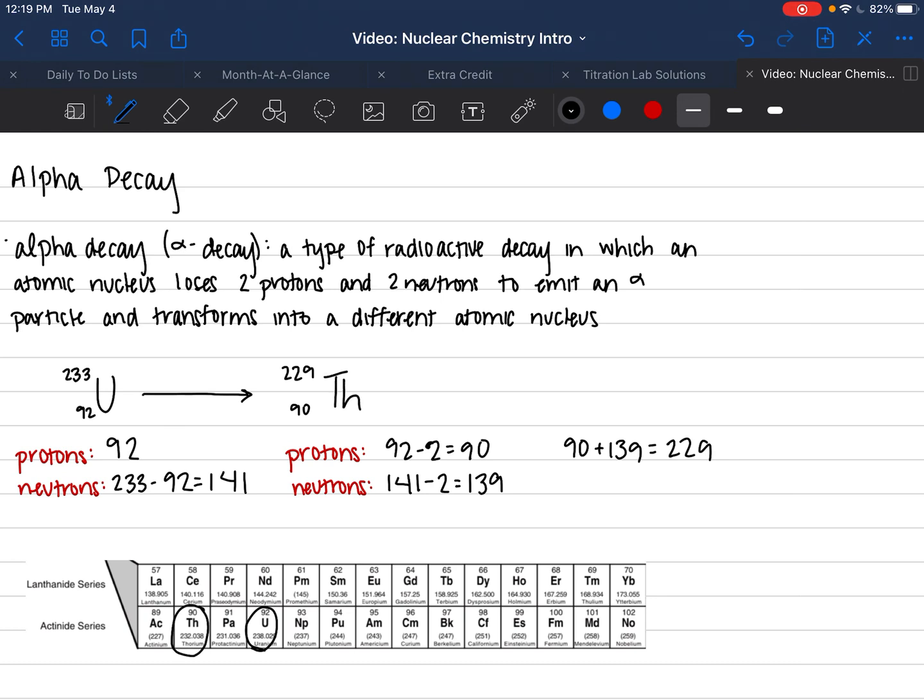So Th. But notice we also lost those others. They didn't just disappear. We lost 2 protons and 2 neutrons, so a total of 4 from our mass. And that is simply a helium particle. Sometimes you'll also see it written like 4, 2, and then this alpha symbol. But this is an alpha particle right here. So an alpha particle is this 4, 2 helium. So this is how you would write that symbol.